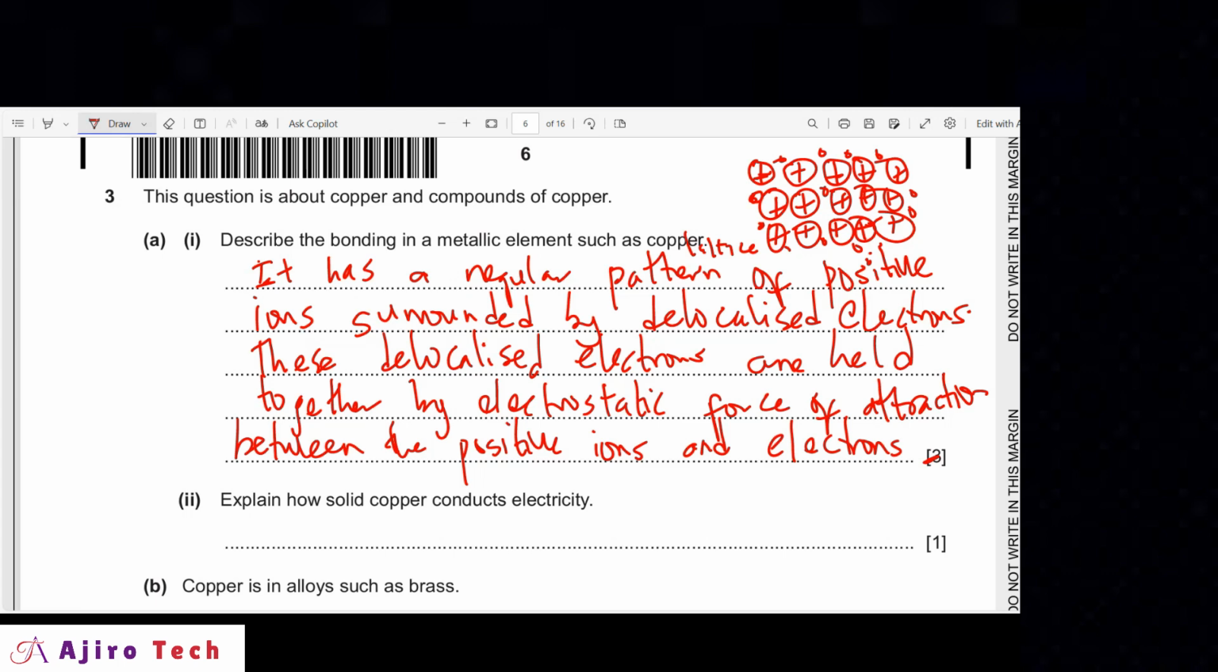So this is how to get the marks. The first mark here goes to the fact that you mentioned that it's a regular pattern of positive ions. So one mark here. Now, the second mark says they are surrounded by delocalized electrons.